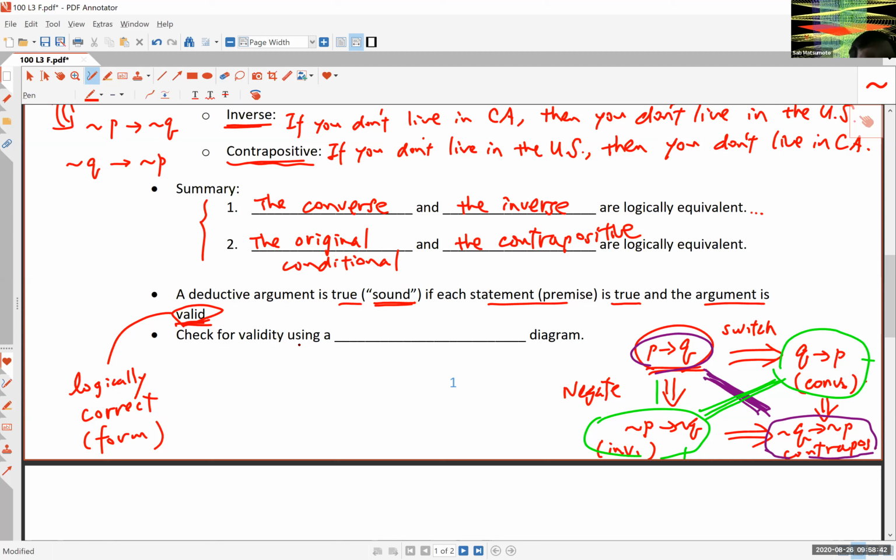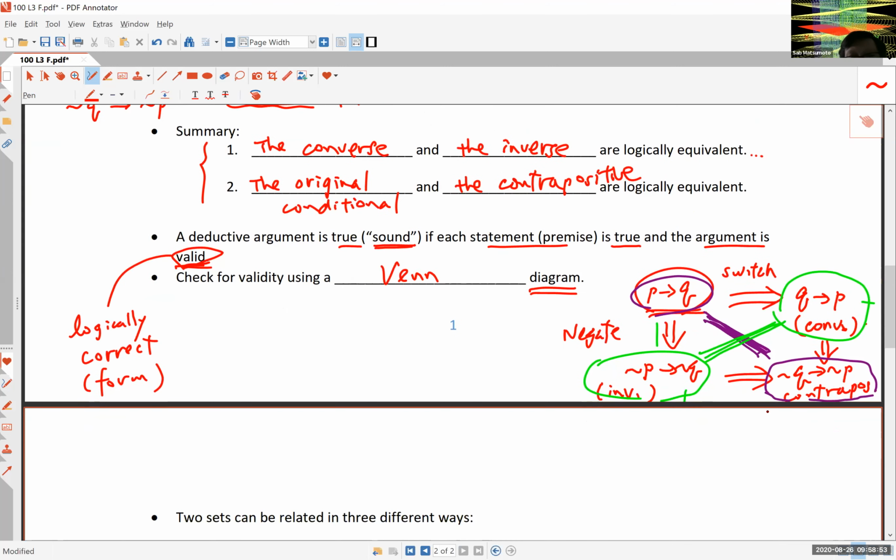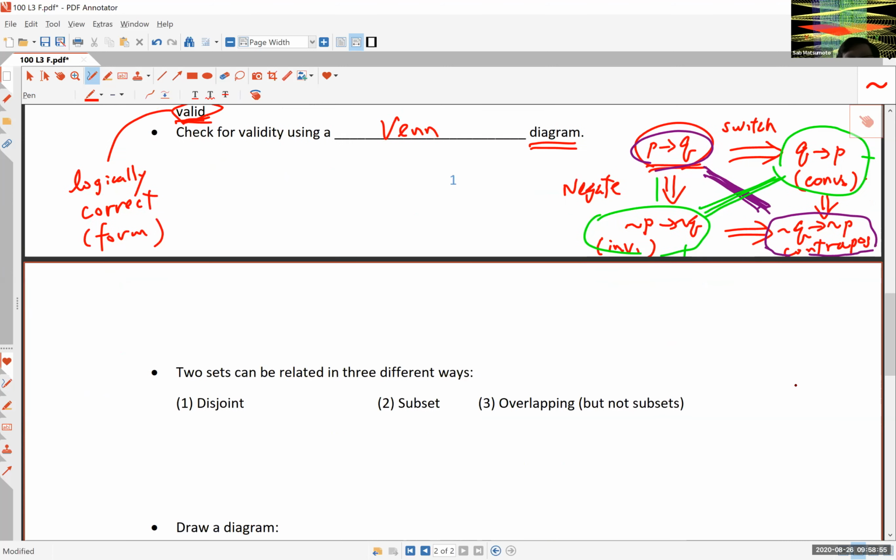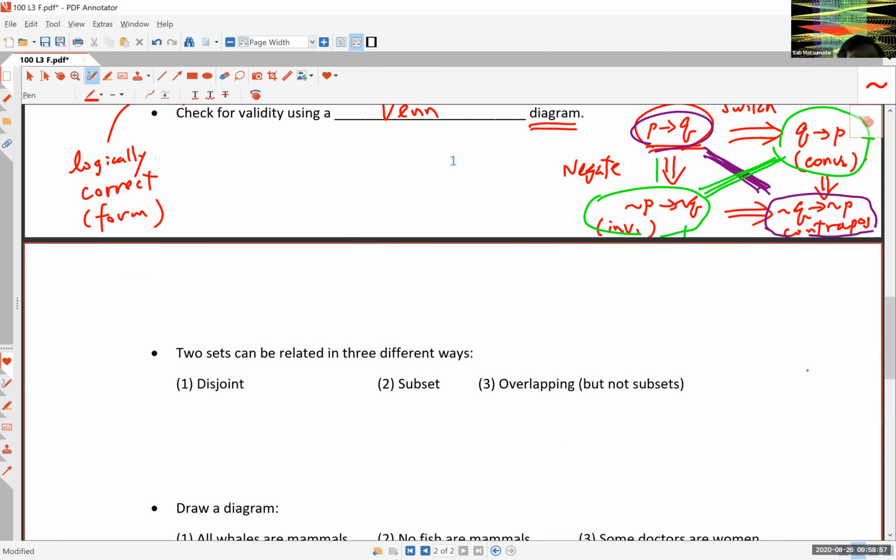So you check for validity using what we call a Venn diagram. Okay, these are a bunch of circles. Now, they are easy and they're extremely useful in analyzing arguments. And analyzing arguments is one of the fundamental things we will do. So we want to make sure that we understand this, okay?